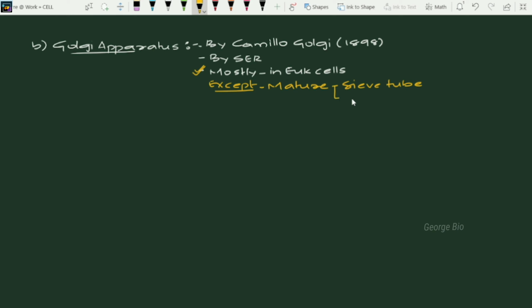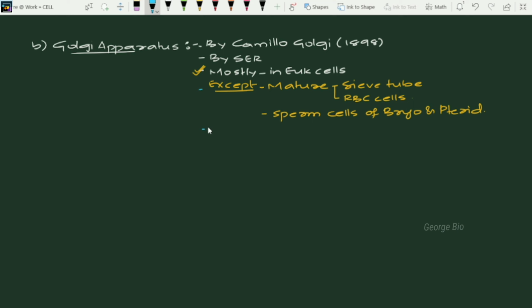And number 2, mature RBC cells, or else mature mammalian RBC cells, do not contain Golgi apparatus. Along with that, the sperm cells of bryophytes and pteridophytes also do not contain Golgi apparatus. Now apart from these things, there are some more special cases present.